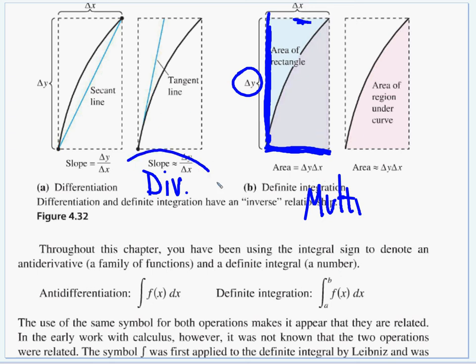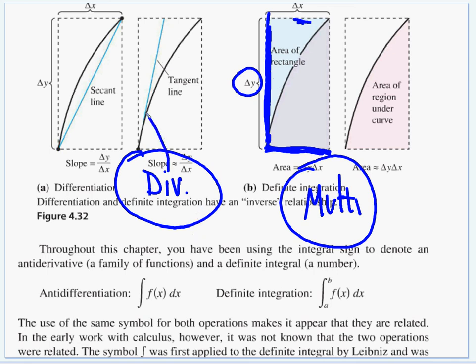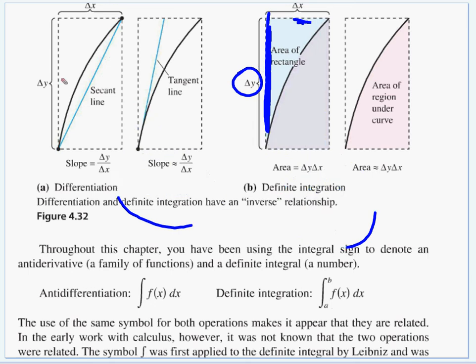So just as dividing and multiplying are inverse operations, that still trickles through into calculus and makes their parent operations also inverses. Division leads to derivatives, multiplication leads to integration or area, so those two operations are also inverses.